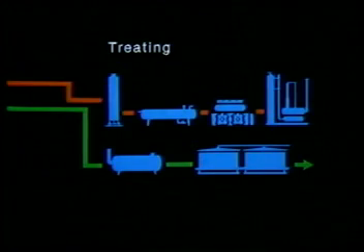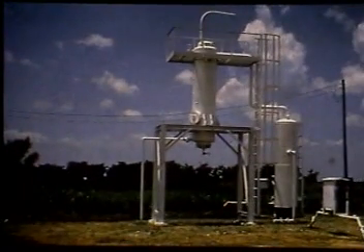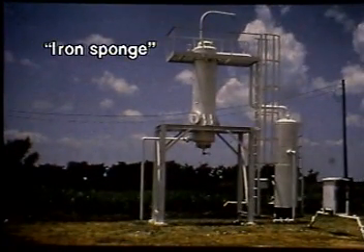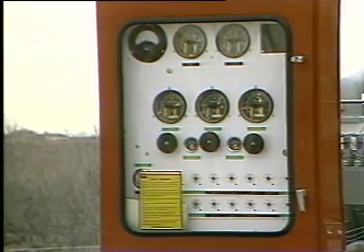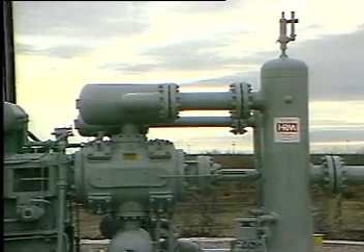Sweetening the gas refers to the removal of corrosive carbon dioxide and deadly hydrogen sulfide. This is usually accomplished by passing the gas through an amine solution or a column packed with iron oxide, called an iron sponge. The normal procedure for selling the gas is to deliver it to a pipeline.